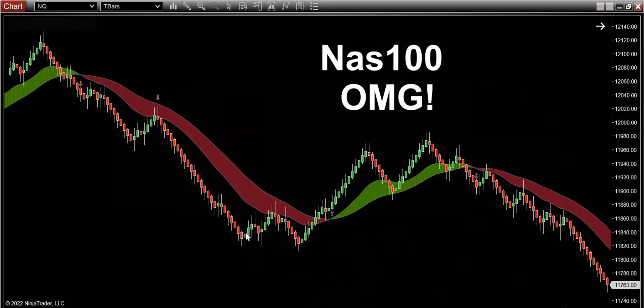All right? And this green and red color band, for those of you guys that still don't know what this color band is, okay? This is our volume-based trend trading indicator. And this indicator simply has one job, folks, okay? It's designed to help you identify and locate the starting point of a potential trend change.